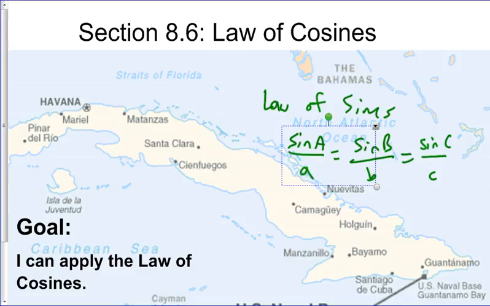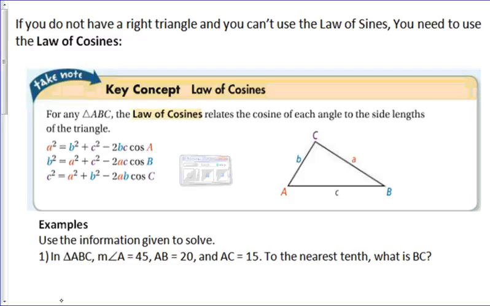It works for non-right triangles, and so does the law of cosines. But the law of sines doesn't cover every situation because you might not have an opposite side with one side with its opposite angle. So the law of cosines is going to work for those situations that the law of sines does not. So the law of cosines looks like this. Again, if you don't have a right triangle and you can't use the law of sines, use the law of cosines.